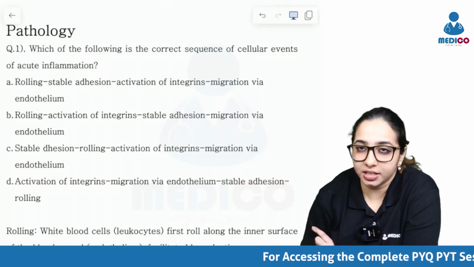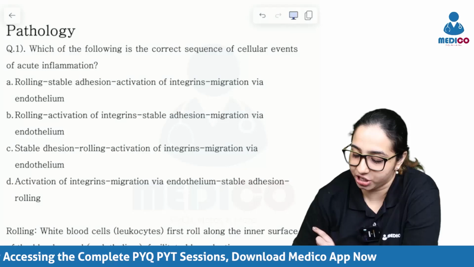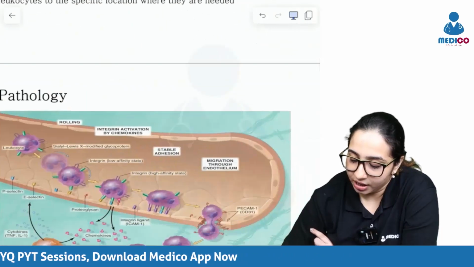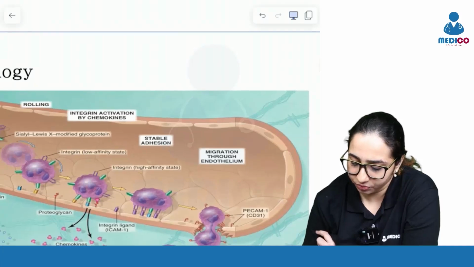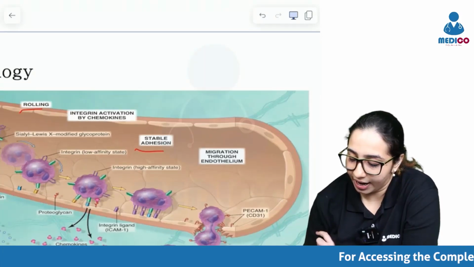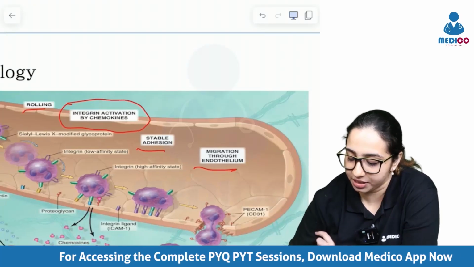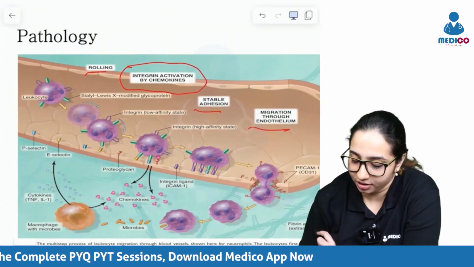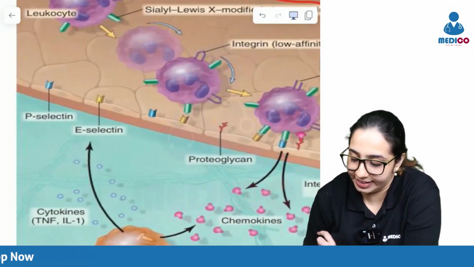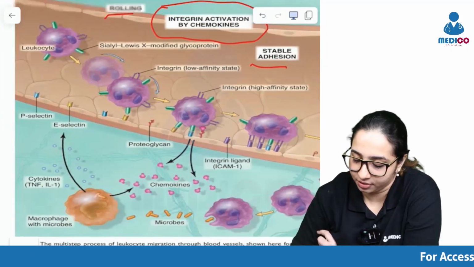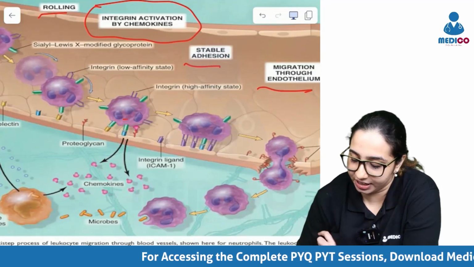Now, if you can see this order, the answer is B. I will tell you why. It is rolling, activation of integrin, stable adhesion, and migration. You can see these are the steps that have been highlighted. Rolling, adhesion, migration. I will deal with this in a couple of minutes. So you have rolling, you have the leukocyte coming, you have E-selectin, P-selectin. Then you have adhesion with integrin.